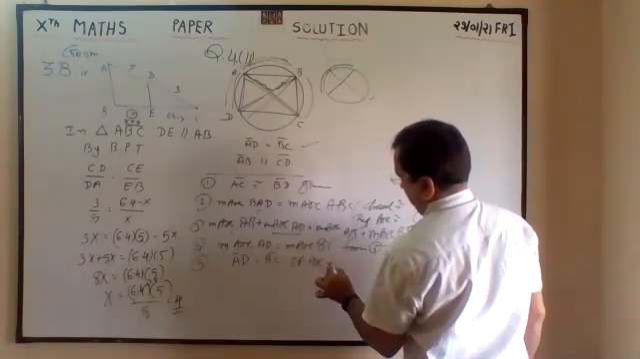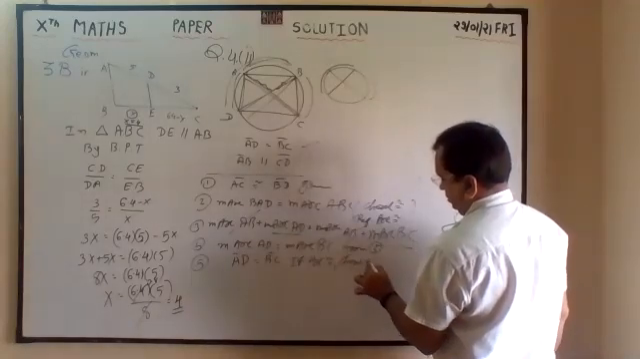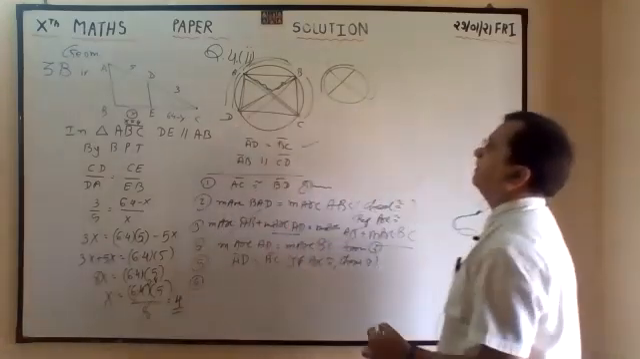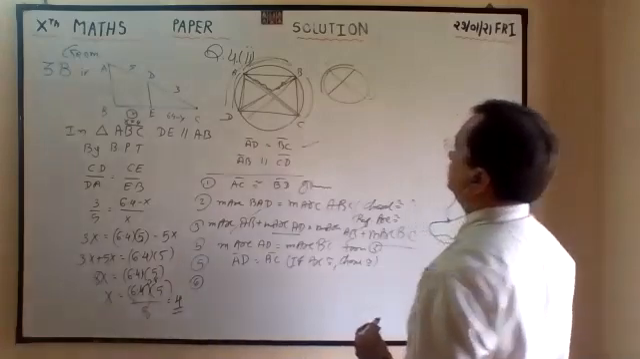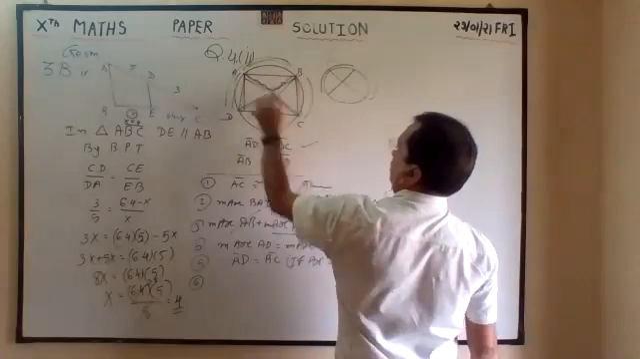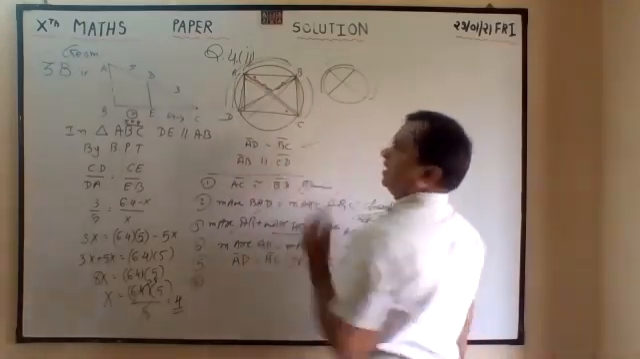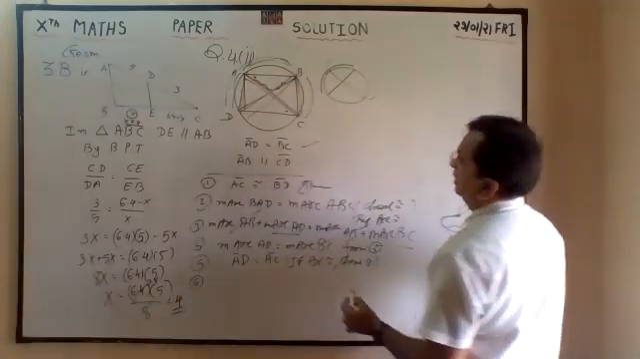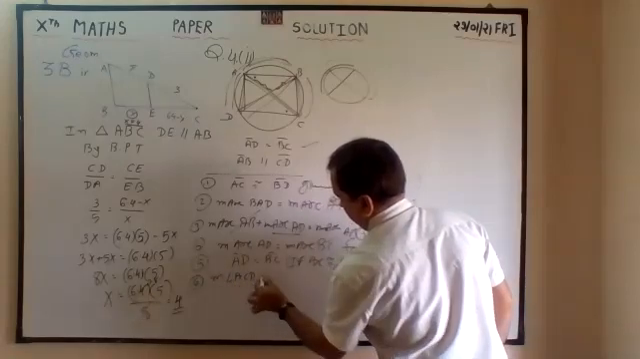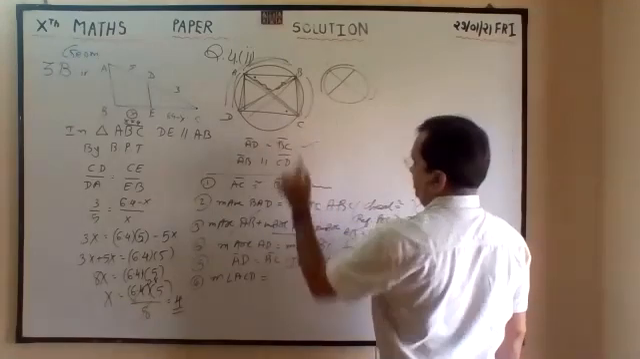If arcs are congruent, chords are congruent. 6. These and these are congruent. So inscribed angles are congruent. So angle ACD measure equals angle BAC.